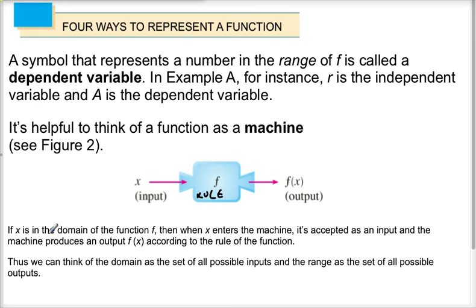It might be helpful for you to sometimes think of the function as a machine, and you've probably seen this diagram before of the function machine, where you pass in an input, and that input will be your independent variable x. Something happens in the machine on the inside, and that's going to generally be your rule, whatever you're doing to alter the independent variable, and then what comes out is the output, or f of x. If x is in the domain of the function, then x enters the machine and it's accepted as an input, and the machine produces an output f of x according to the rule of the function. So we can think of the domain as the set of all possible inputs, and the range is the set of all possible outputs of a function.